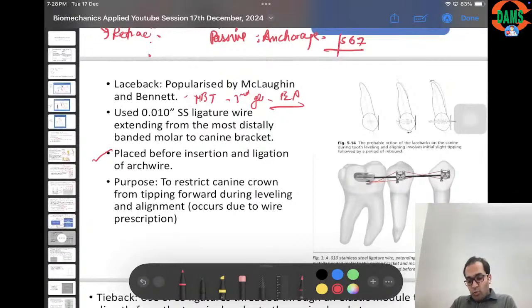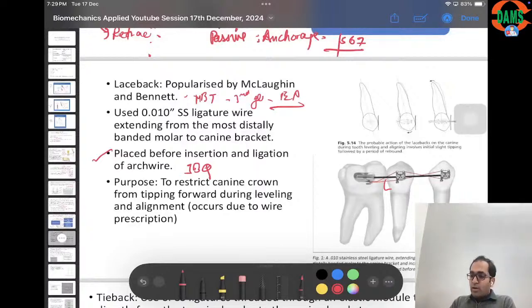So they can ask you a question in two forms. One, most common, is an image based question, or a theoretical one. अगर आपको image में पहचानना है, so you need to identify or remember that this ligature wire will be placed below the arch wire. So it will be a lace back. And next is why it's given. It's given to restrict the canine from tipping forward during leveling and alignment.